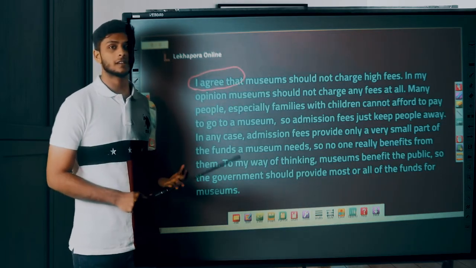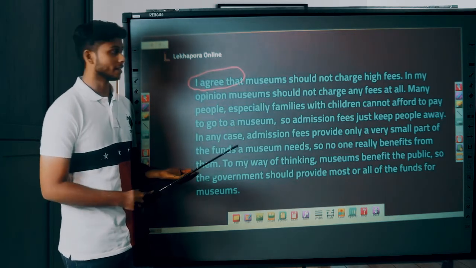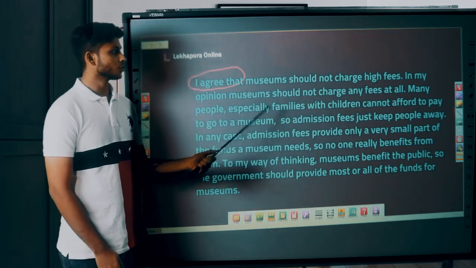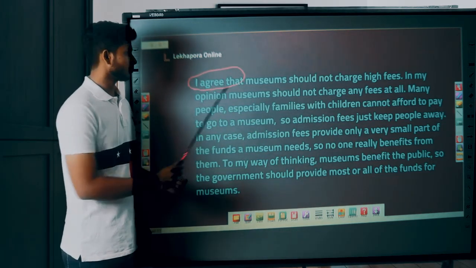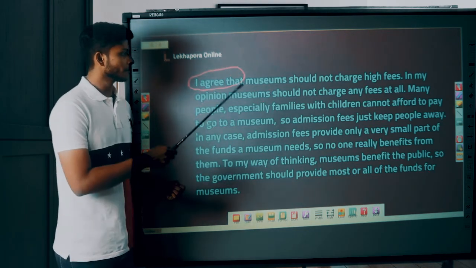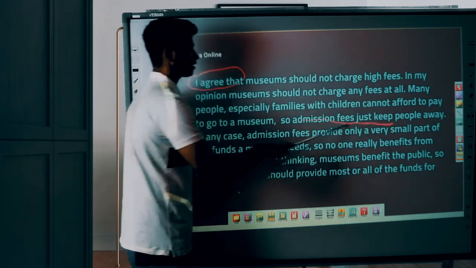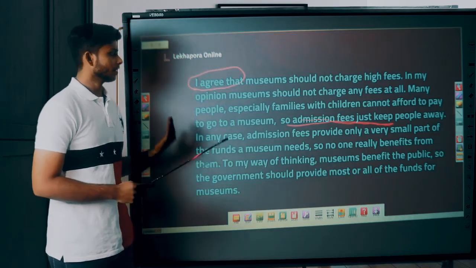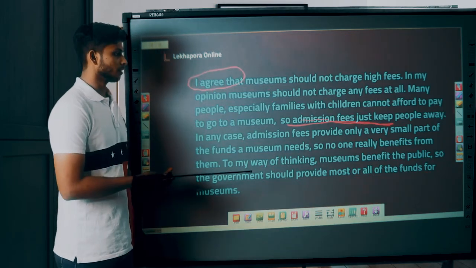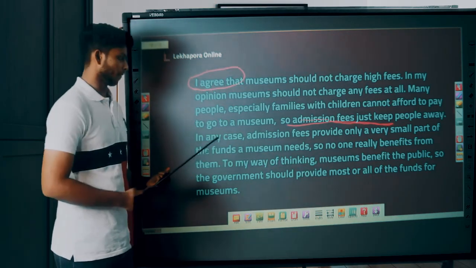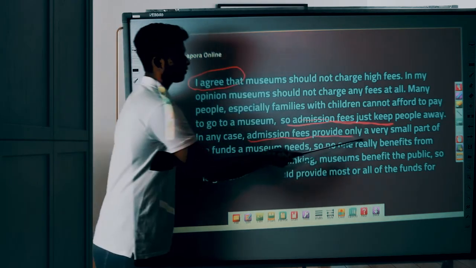So in the very first sentence, you're stating your opinion. Then some supporting details. In my opinion, museums should not charge any fees at all. Many people, especially families with children, cannot afford to pay to go to a museum. So admission fees just keep people away. So this is the first supporting detail. Then in any case, admission fees provide only a very small part of the funds a museum needs. So no one really benefits from them. So this is the second supporting detail.